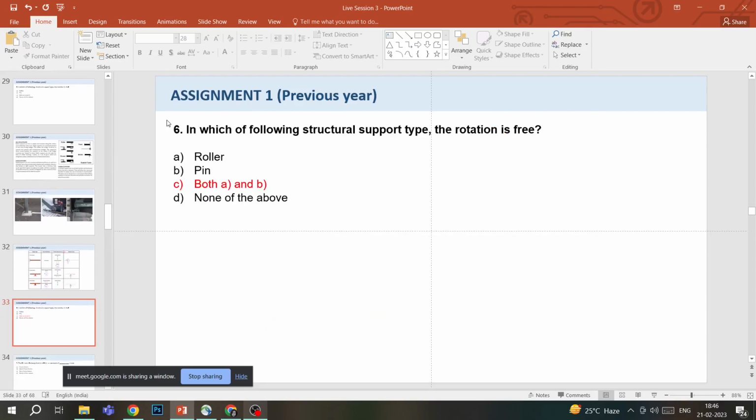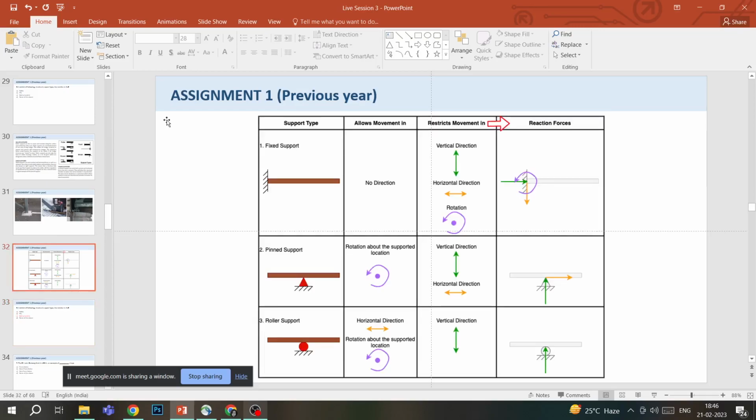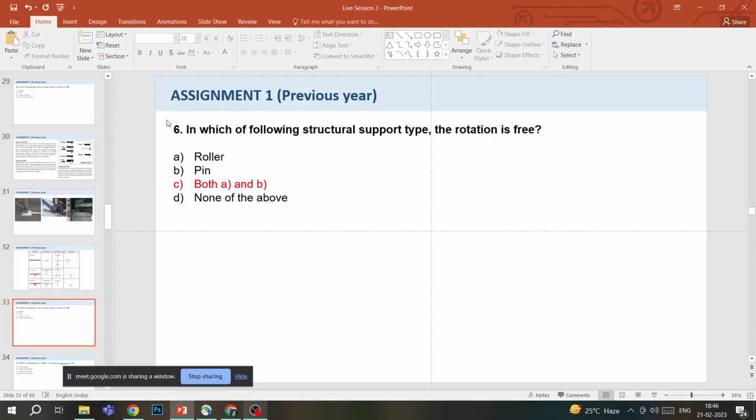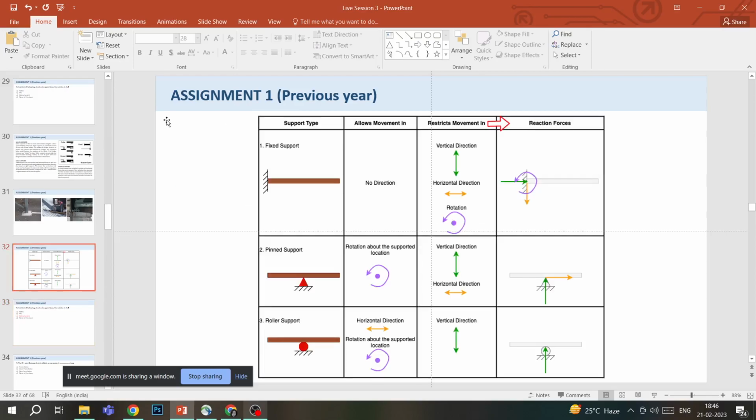So our question was, in which of the following structural support types is the rotation free? Rotation is free in both pin and roller support. So the answer would be both A and B. It is not free in fixed support, but it is free in pin support and roller support.